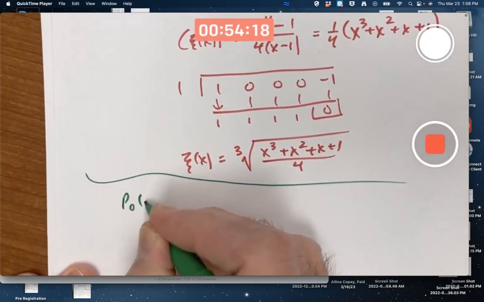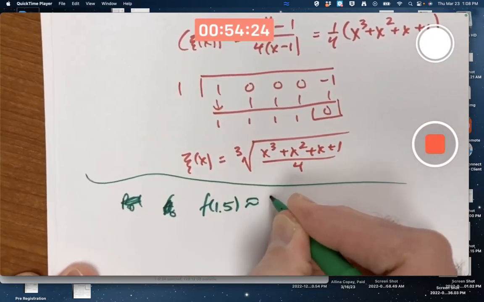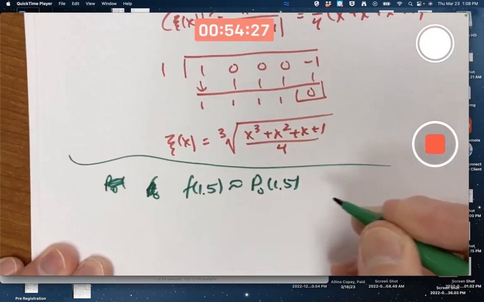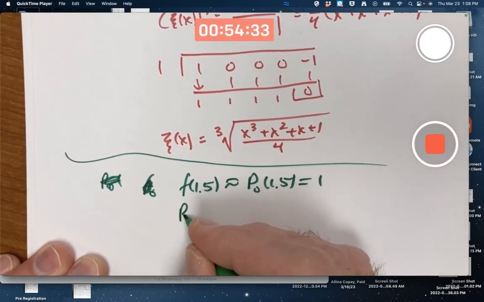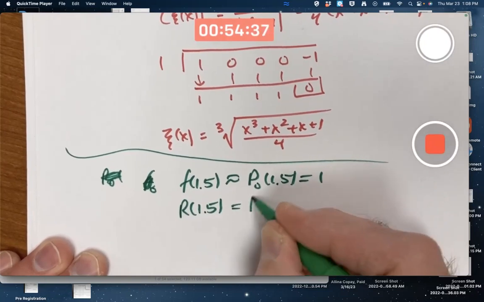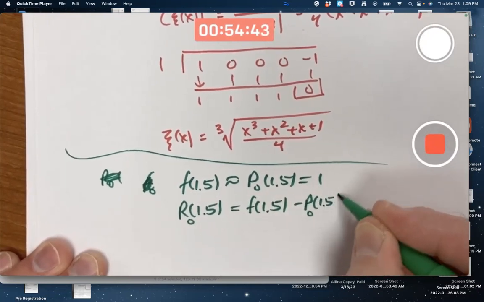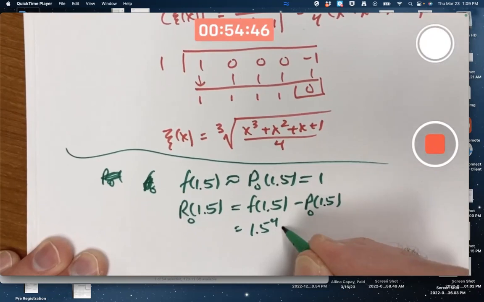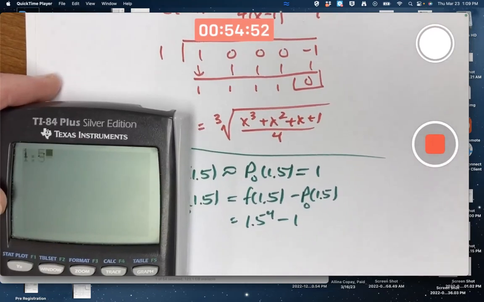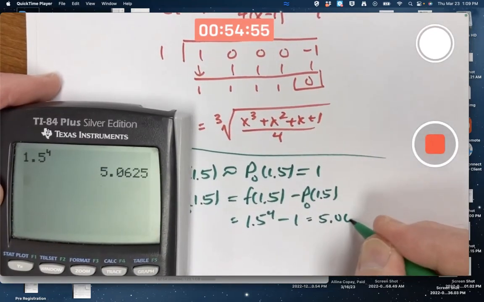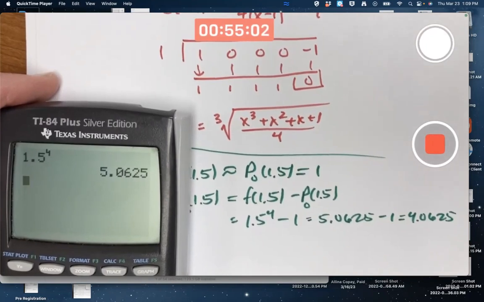You know, P0, you could say f of 1.5 is approximately P0 of 1.5. This is a dumb approximation, of course, because it's just a constant function, 1. R0 of 1.5 is the actual value minus the approximation. It's 1.5 to the fourth minus 1. Not a very good approximation. 1.5 to the fourth is 5.0625. The error is 4.0625. Not a very good approximation. Our 1.5 here.